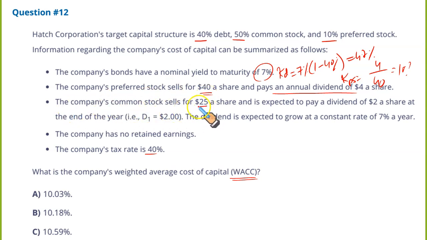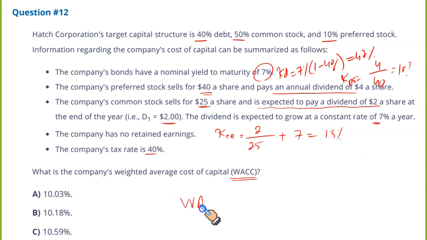The company's common stock sells for 25 a share and is expected to pay a dividend of 2. And this is the next dividend. That is, expected dividend means the next dividend. It's not D0, so we don't need to increase it by the growth rate. The dividend is expected to grow at the rate of 7%. Cost of common equity is equal to next dividend upon the current market price. Express this in percentage, and to this simply add your growth rate, and there you go. 2 by 25 times 100 plus 7 gives me the cost of common equity, 15%.